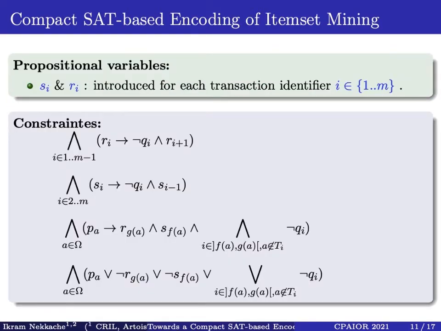For each transaction, we introduce 2 new variables, Ri and Si, to compress the encoding. We propose a propagation chain which allows us to propagate all Qi to false from I to M when Ri is set to true. And when PA is set to true, RGA is then assigned to true, and all the variables associated to transactions greater than GA are assigned to false.